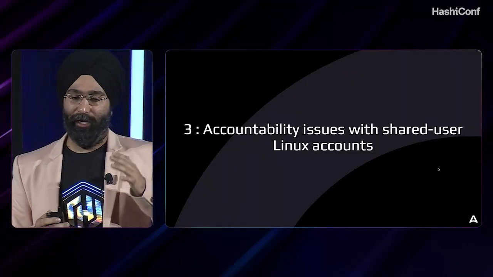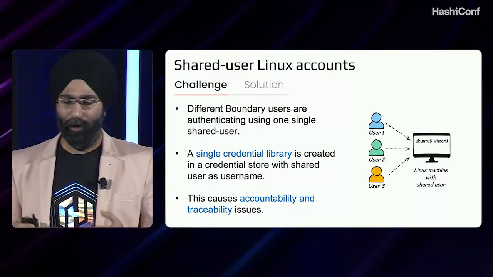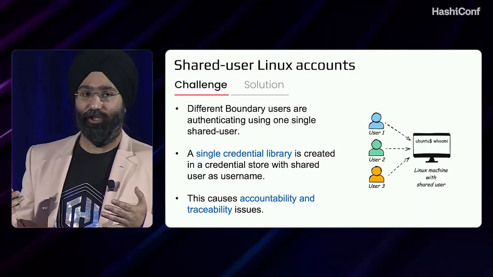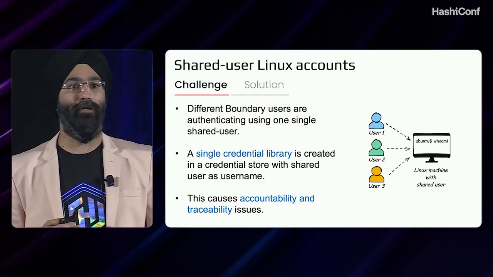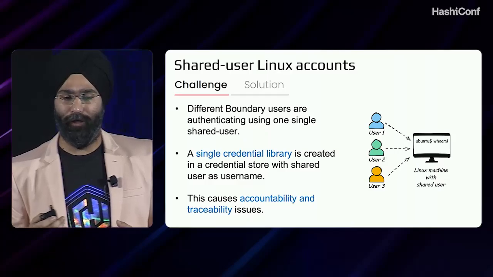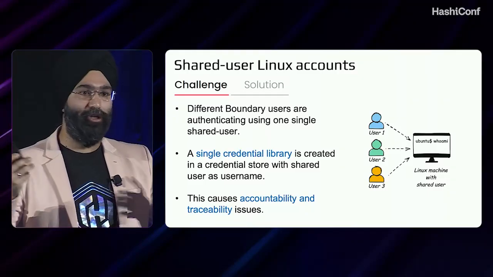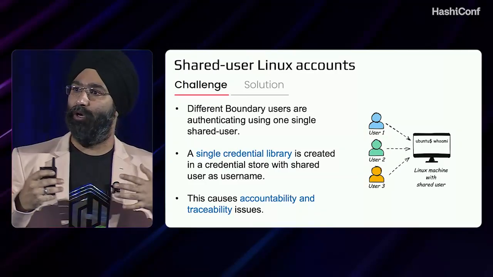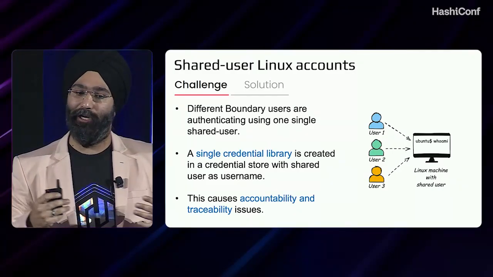So the first scalability challenge is the accountability issue when you are using a shared user Linux account. From an organization's perspective, there may be some good reasons for sharing usernames on your host, such as making it easier to configure Unix permissions, resource limits, or maybe simplifying the overall provisioning of the host. Right? So if we look into this diagram, let's take an example. You have a Linux machine with a shared user. It can be ubuntu, it can be ec2-user. Now if I have different Boundary users who are connecting to this particular machine or Linux host, it basically causes accountability and traceability issues.